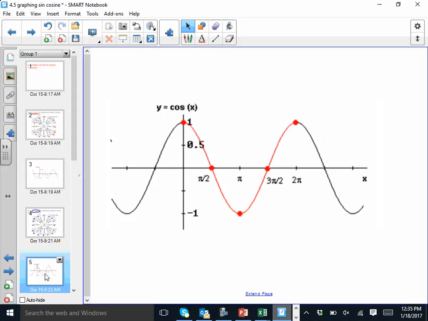What we're going to focus on today are identifying 3 things about our curve, so that tomorrow we can focus on how to graph a curve that has been transformed, if it's not just y equals sine of x or y equals cosine of x. So we're going to talk about 3 things.